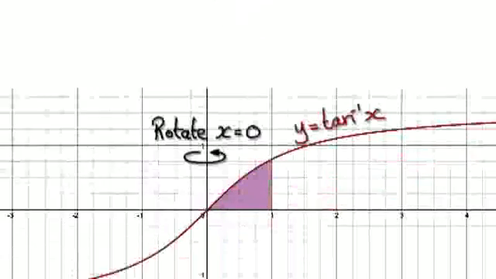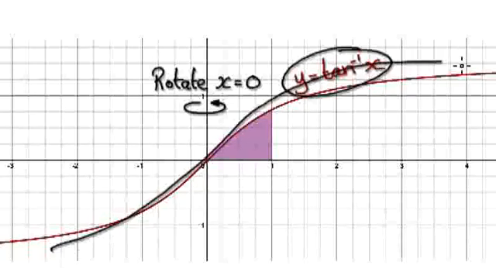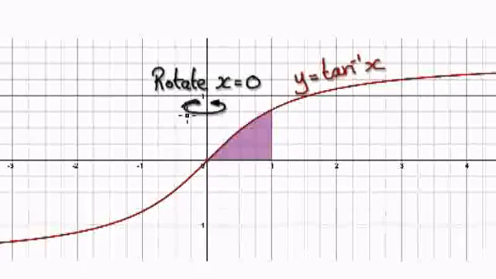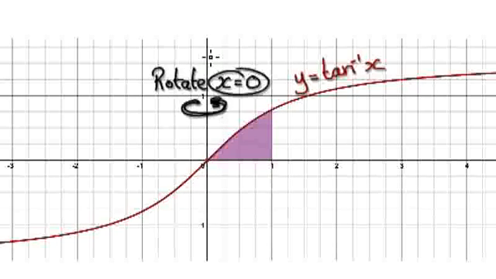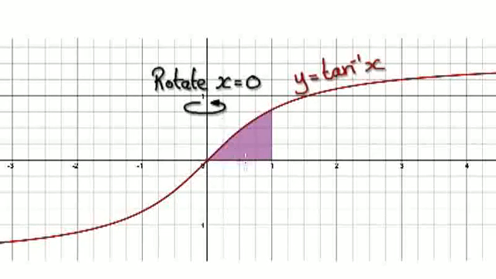Okay, let's give you guys some more practice. Here you've got a graph of y equals arctan of x. That's this graph here. Looking at this purple area, if you rotate it 360 degrees about the x equals 0 axis, you will trace out a 3D solid. Work out the volume of that 3D solid, from 0 to 1. So press pause and have a go.